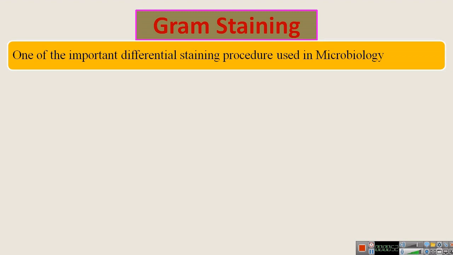In the field of microbiology, there are two different differential staining procedures. One is Gram staining and another is acid-fast staining. On the basis of Gram staining, bacteria are divided into two groups as Gram-positive bacteria and Gram-negative bacteria, while on the basis of acid-fast staining, the bacteria are divided into two groups as acid-fast and acid-non-fast bacteria. Today we are going to discuss the Gram staining technique as a differential staining technique.